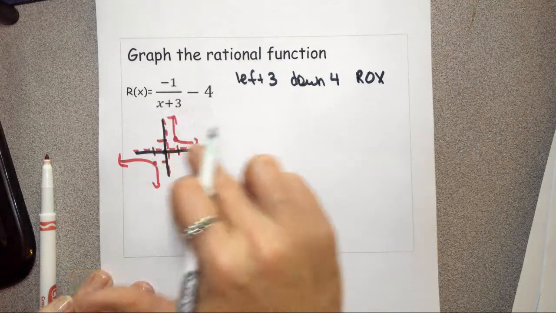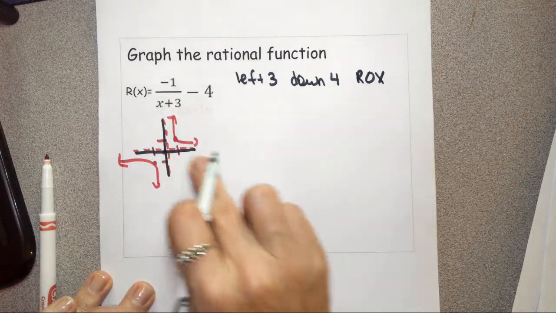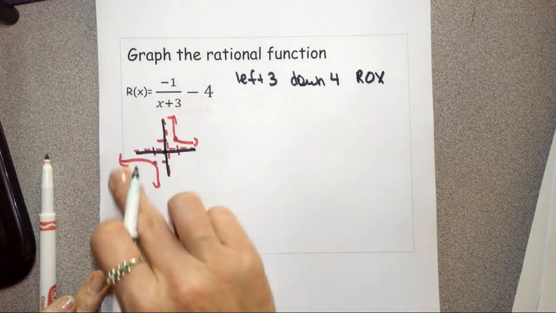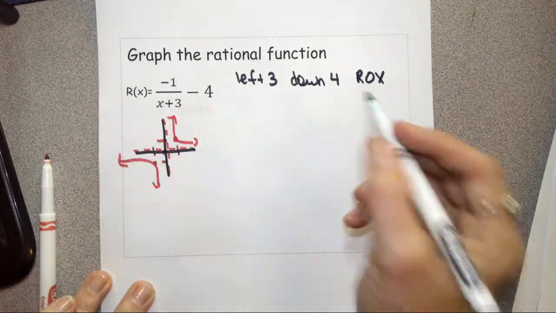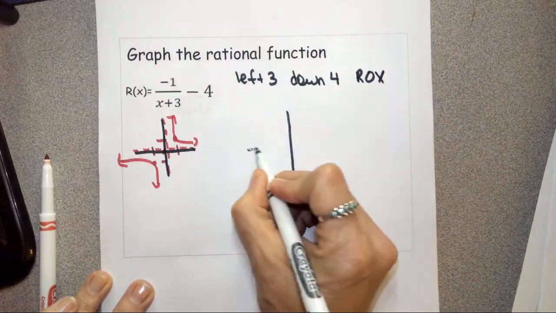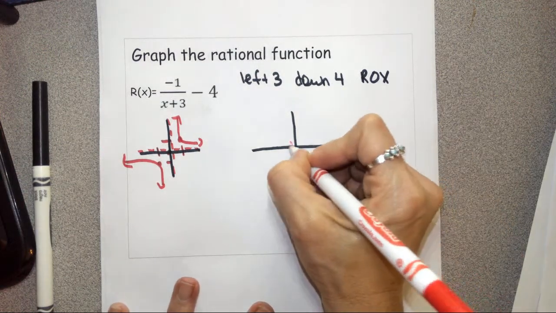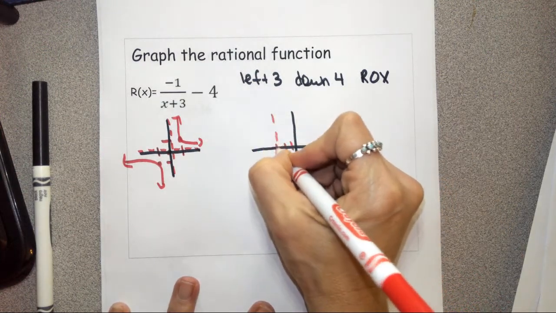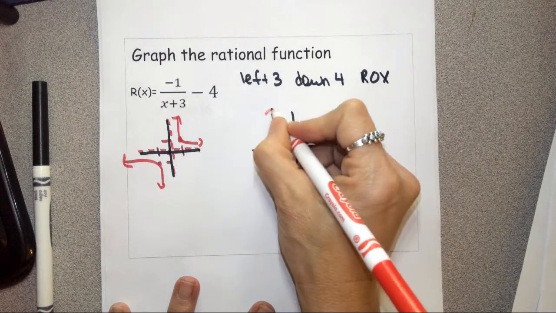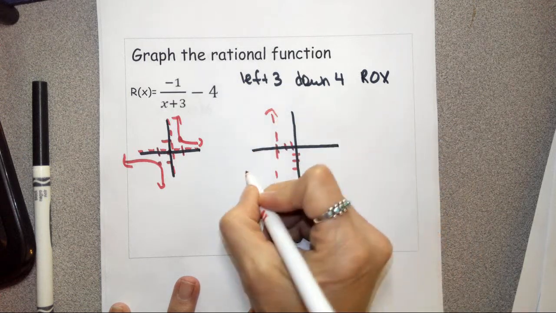So instead of the right side being on the top, the right side's going to be on the bottom. Instead of the left side being on the bottom, it's going to end up going to the top. So again, just like in the first example, you graph the asymptotes first. We're going to go left 3, and we're going to go down 4.